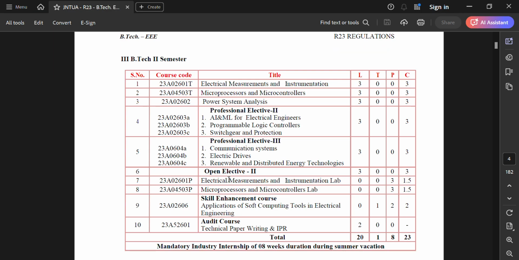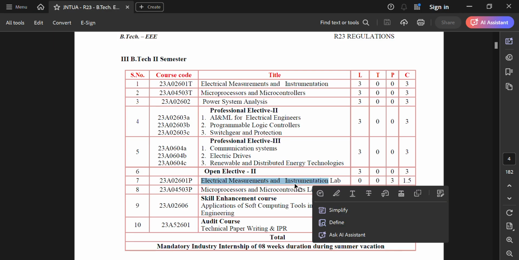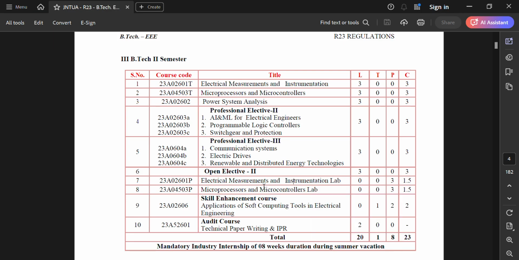Next, coming to open elective 2, electrical measurements and instrumentation lab. Whatever we studied in the measurement subject, the same will be practically observed in the lab. If you prepare well for the EMI subject, the lab is also helpful to help you remember for a longer duration, because if you do experiments practically, then you can learn and remember for longer.